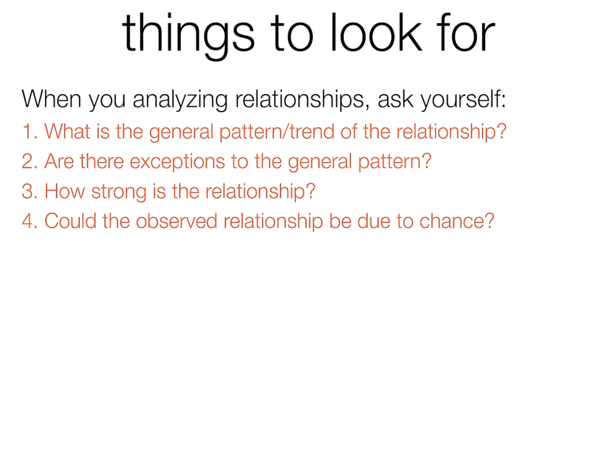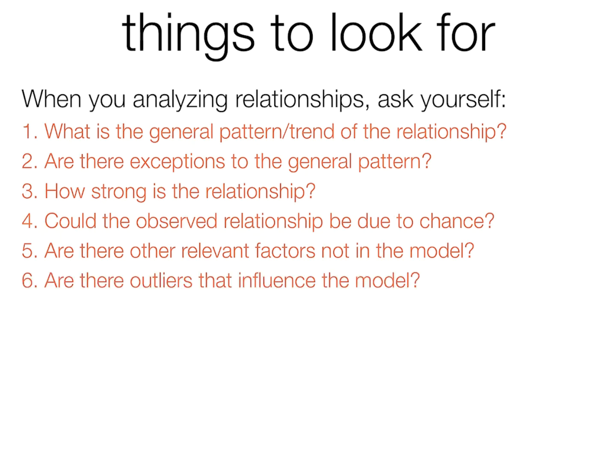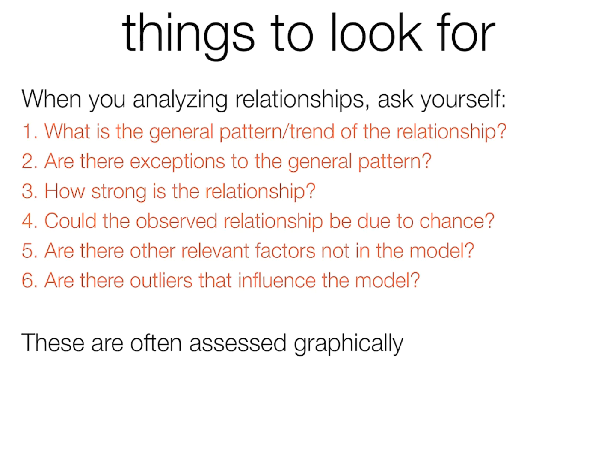This may be a sample size consideration. If you have a small sample size, it's always difficult to say things with a high degree of certainty. But even when you have a large sample size, the observed relationship may be due to chance. Are there other relevant factors that are not in the model? This is usually in terms of other variables that are not in the model that should be considered as relevant towards the response, but aren't there. That can confuse or confound the interpretation that you derive from your model. Lastly, are there outliers that influence the model? Are there specific values that are moving the regression line quite a bit? Lastly, these are often assessed graphically. When you're actually doing modeling, your graphical tools are complementary to your modeling tools. They don't just go away.